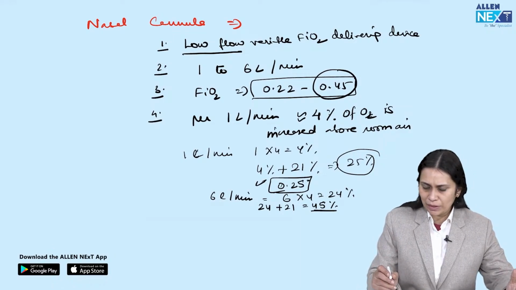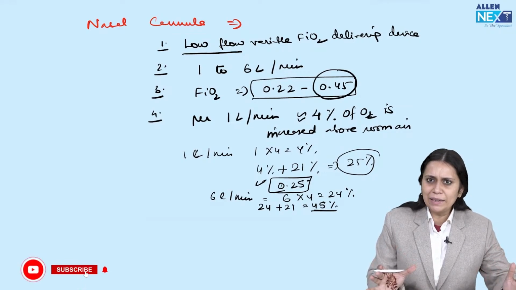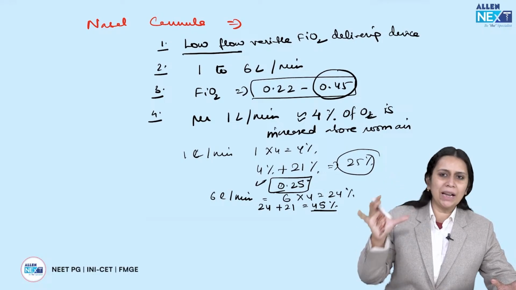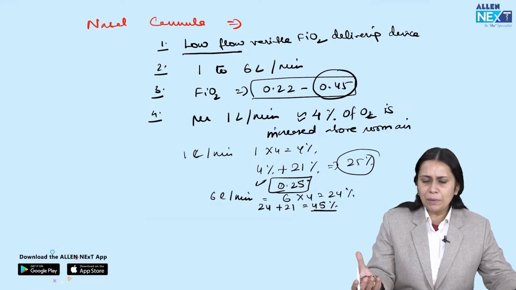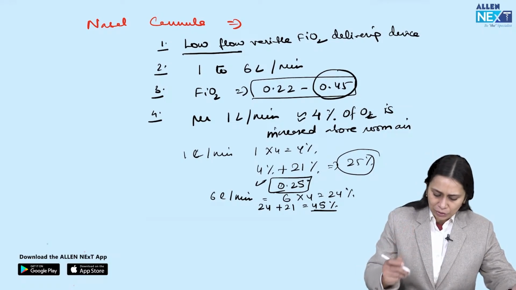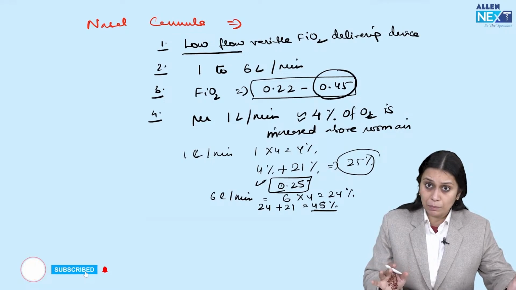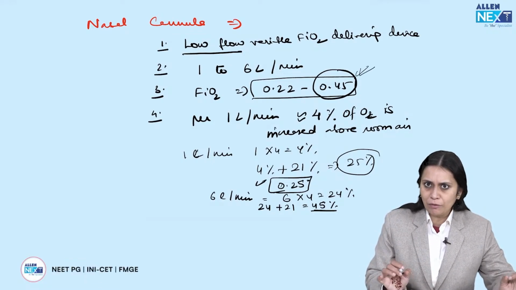At minimum, it can achieve 25% or even less. It is not necessarily that you always achieve what is predicted. This is the maximum we will achieve, 0.45. But depending upon the breathing pattern of the patient, we can achieve even less. So it can be less than the predicted, but it cannot be more than the predicted. Remember that. So the maximum FiO2 which nasal cannula can deliver is 0.45.